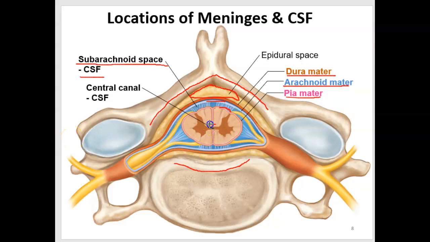Also on this picture, you can see the remnant of the neural tube called the central canal, which also contains cerebral spinal fluid. And that is continuous with the fourth ventricle up in the brain.